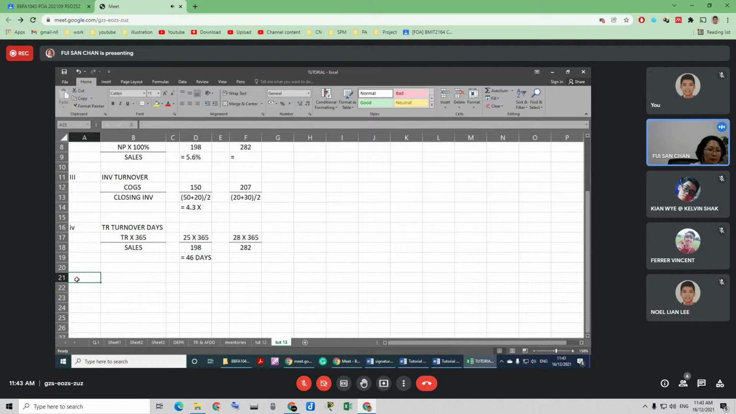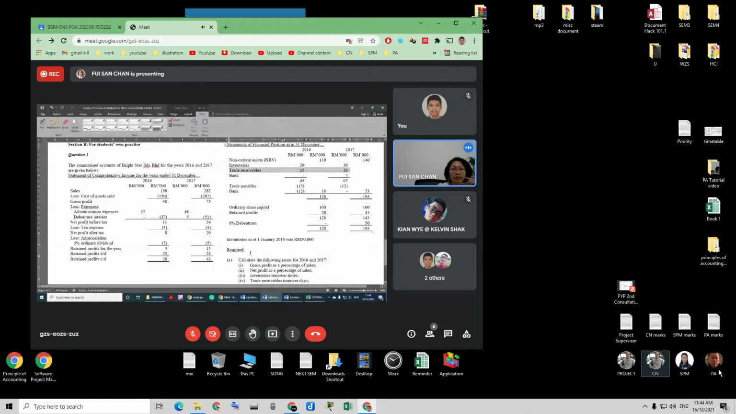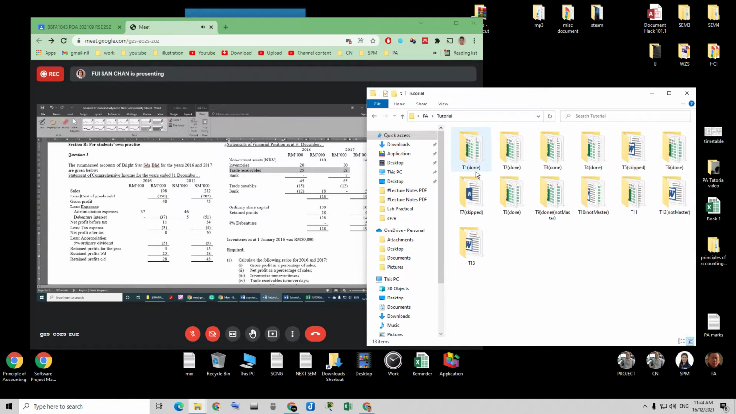Then number 5. Number 5 is trade payable turnover days. So it's days. This is your trade payable times 365 divided by purchases. For this question, do you need to find purchases? Remember just now the one that I showed you? There's only cost of goods sold. There's no purchases. So you need to find purchases. Purchases are not stated here. The nearest you get is this one.